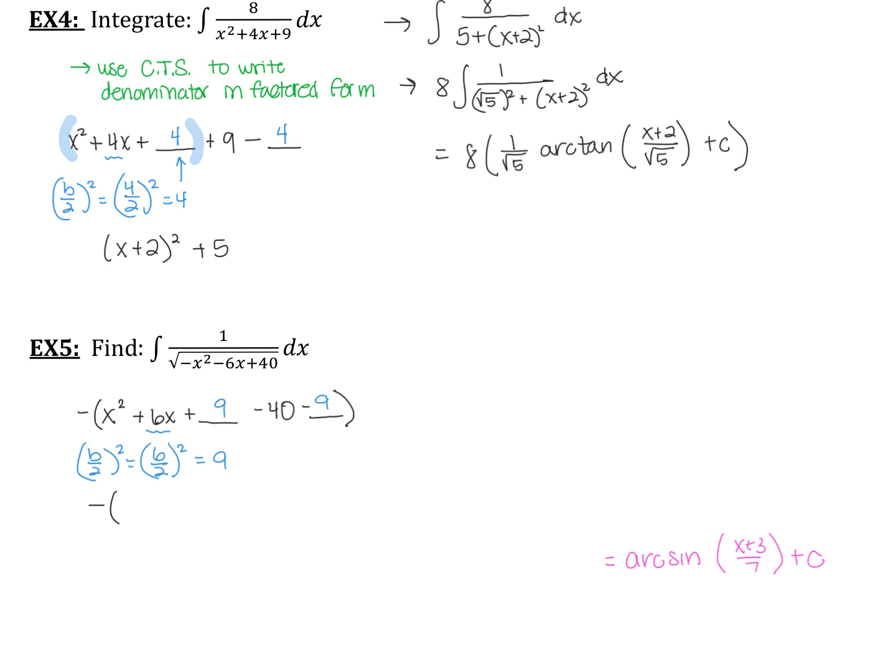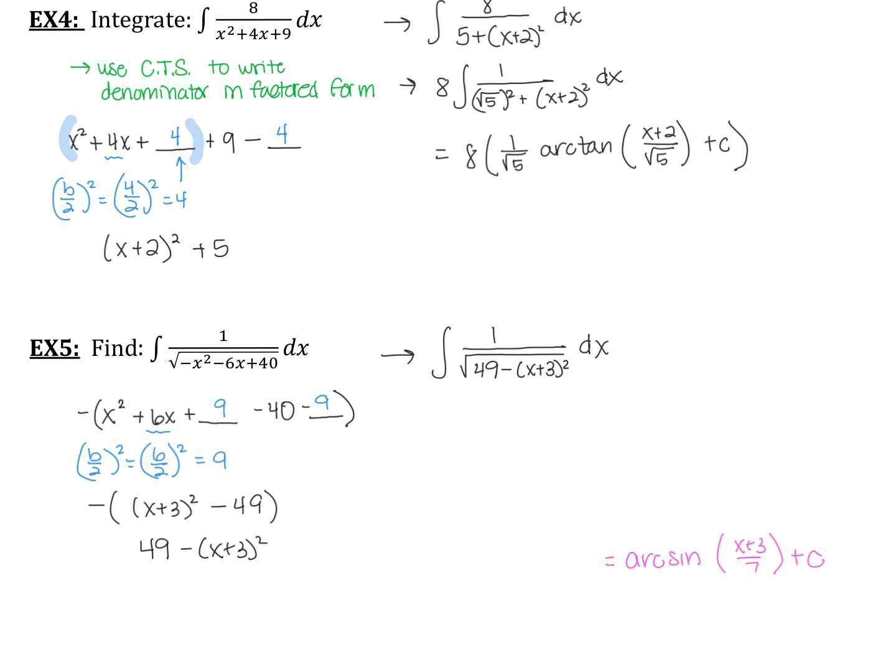I'm going to factor the perfect square trinomial, which would be x plus 3 squared, and then I have minus 49. Now keep in mind this is all underneath the radical, so I'm going to change it in just a second. But do you notice that with that negative sign, when I distribute it, really this becomes 49 minus x plus 3 quantity squared. Okay, so let's rewrite the integral. This would be the integral then of 1 over the square root of 49 minus x plus 3 quantity squared dx.